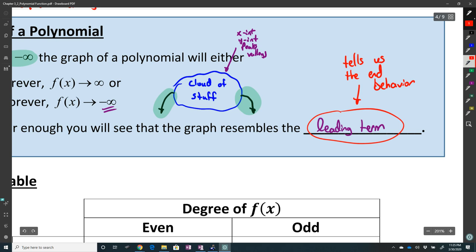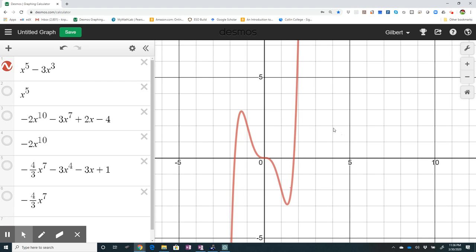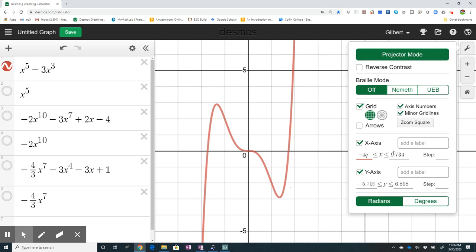So let's look at some examples. On Desmos, I went ahead and typed some stuff up. My first graph is x to the fifth minus 3x cubed. Let me hide that. All right, so I have this graph. Let me go ahead and make my x-axis a little narrower, between -4 and 4.